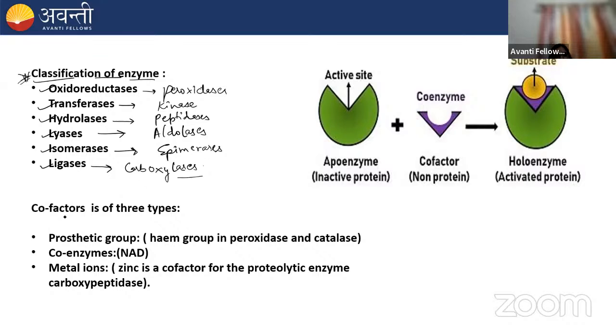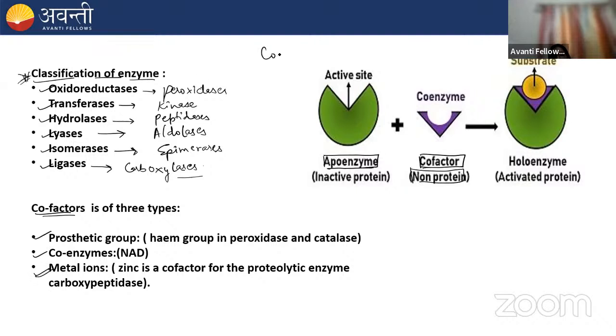Okay. Now let's come to cofactor. As you know, an enzyme has two parts. One is the protein part, we call it apoenzyme. And the second one is the non-protein part, and we call this non-protein part a cofactor. These cofactors are of three types. They can be a prosthetic group, coenzyme, or metal ions.